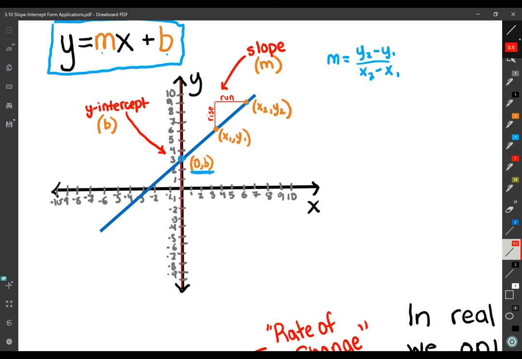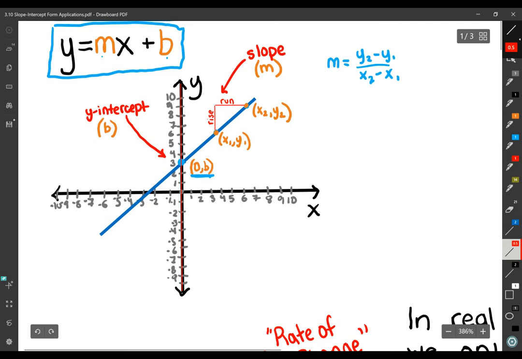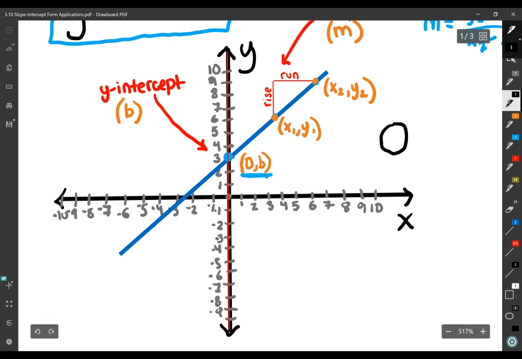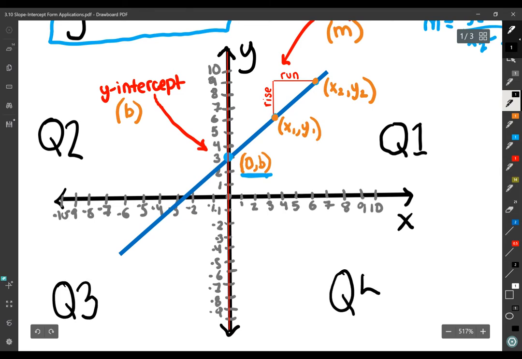Now, before we make the transition to real world problems, I want us to look at the different quadrants, okay? Refresh your memory of the quadrants. When we're talking about a grid space, this area is quadrant 1, this is quadrant 2, this is quadrant 3, and this is quadrant 4, okay? This is from our very first lesson on the coordinate space.